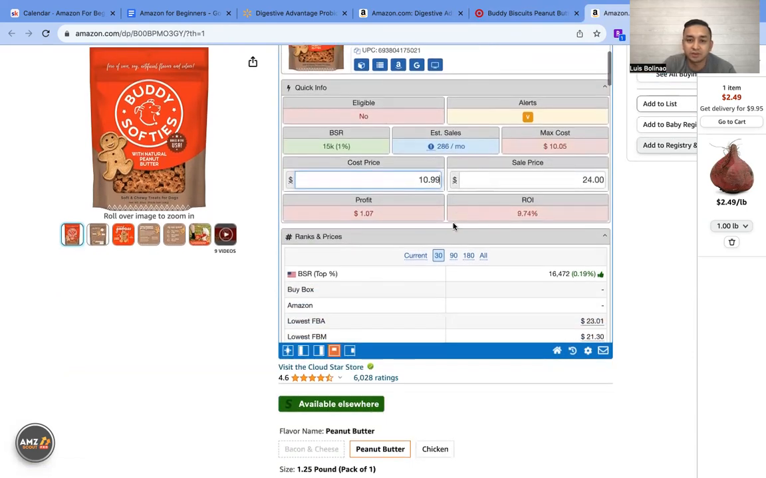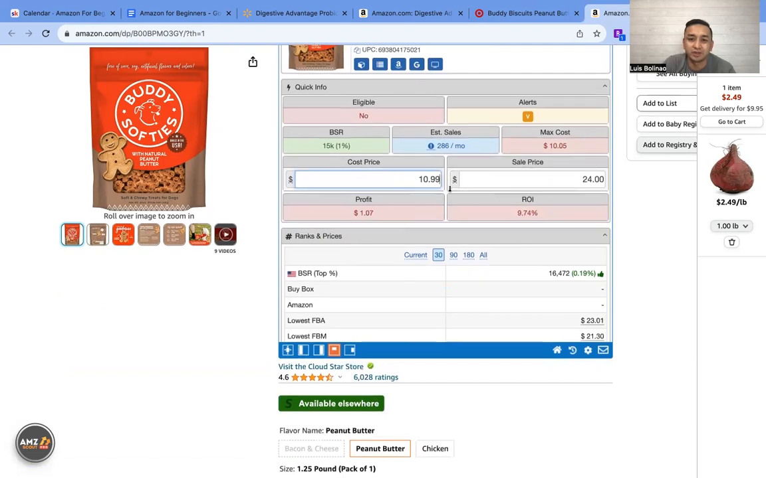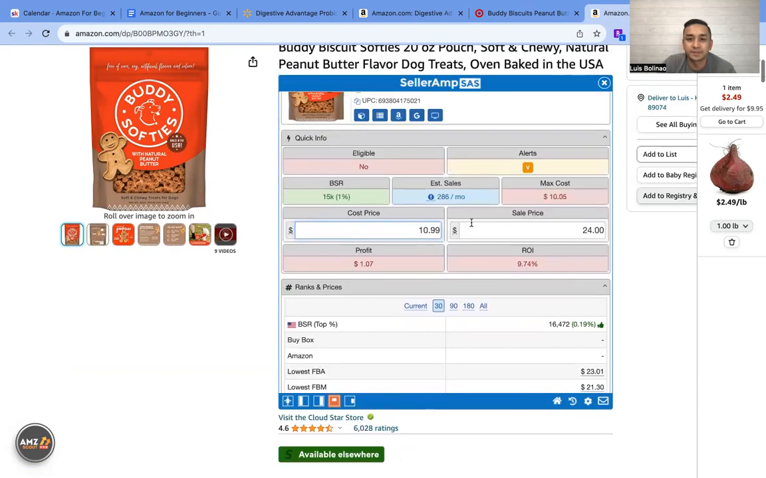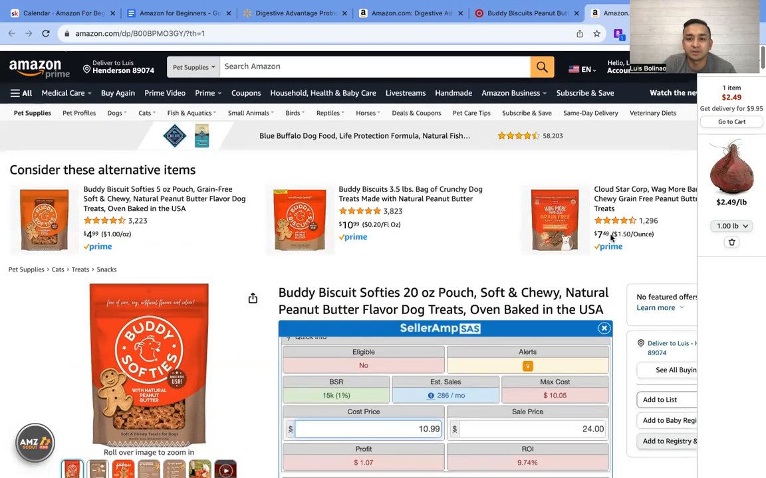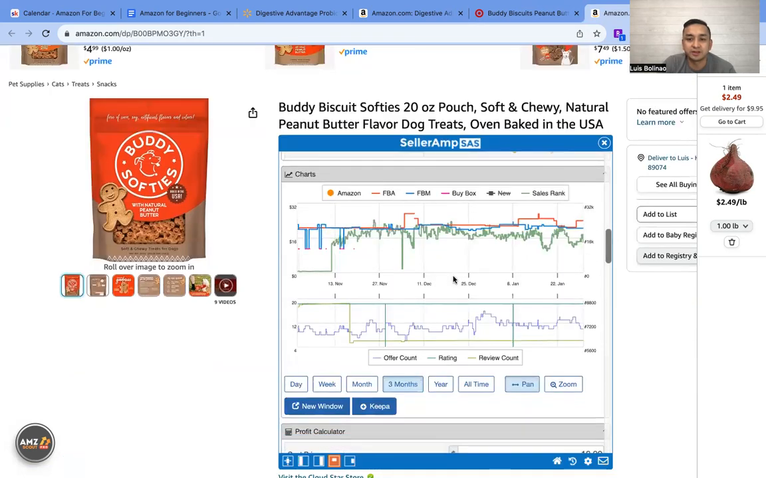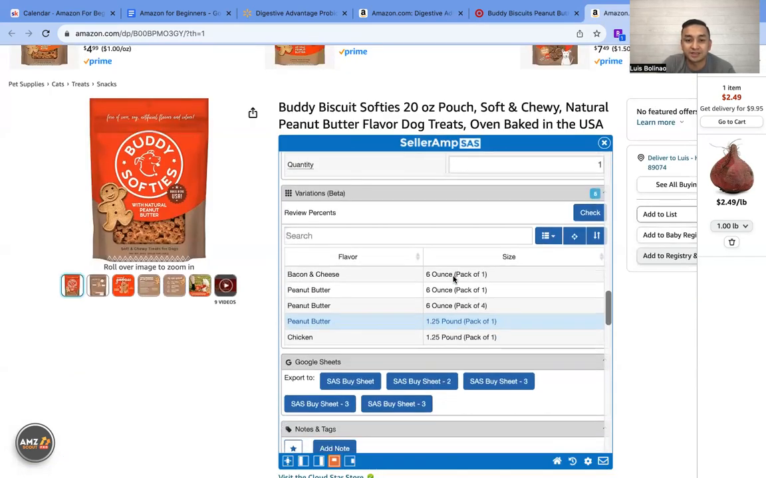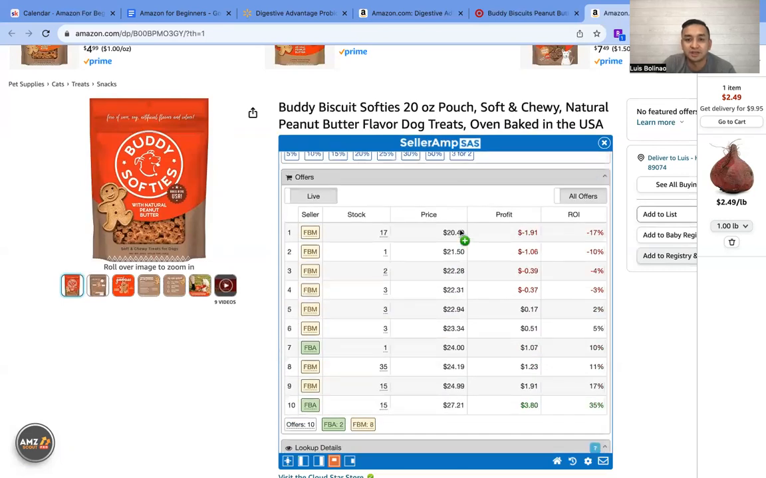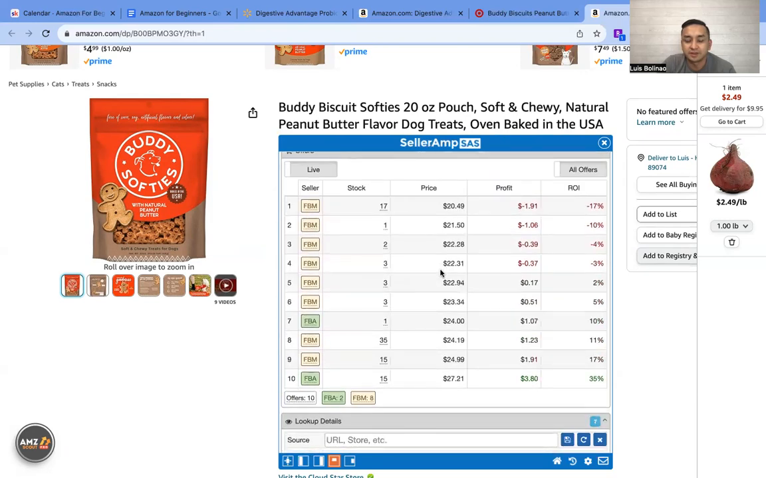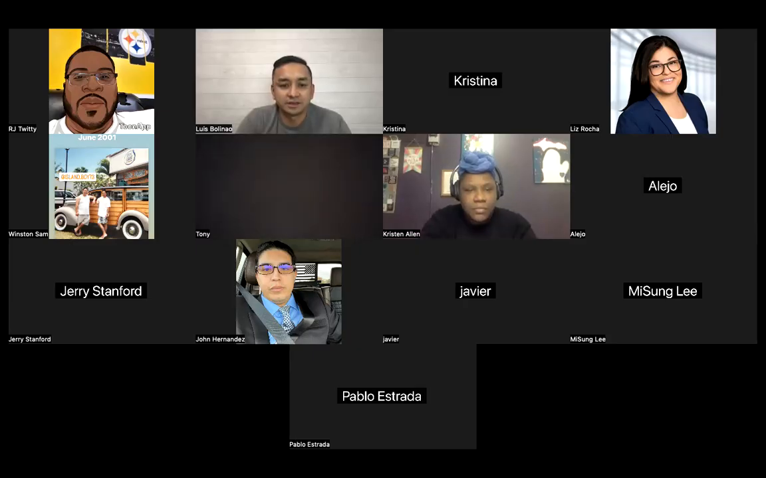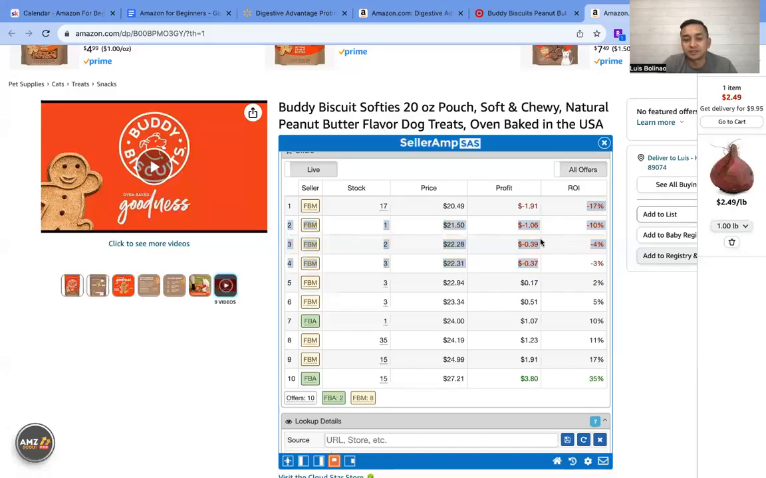If the ROI is kind of low, I usually look below, and I just look at where their price is at with other sellers. So for this one, it's starting off with a negative ROI, right? You guys see it? Oh man, did it again. Sorry. So for this one, it's a negative ROI, right?